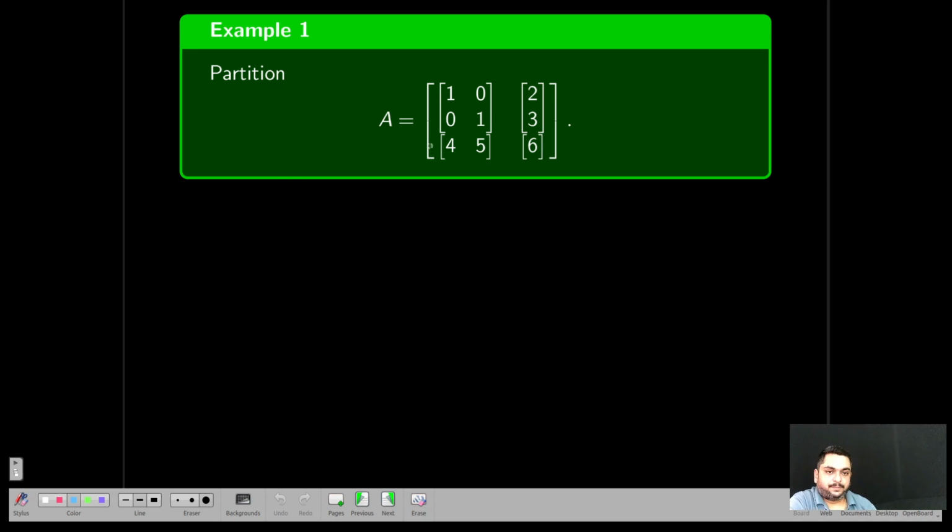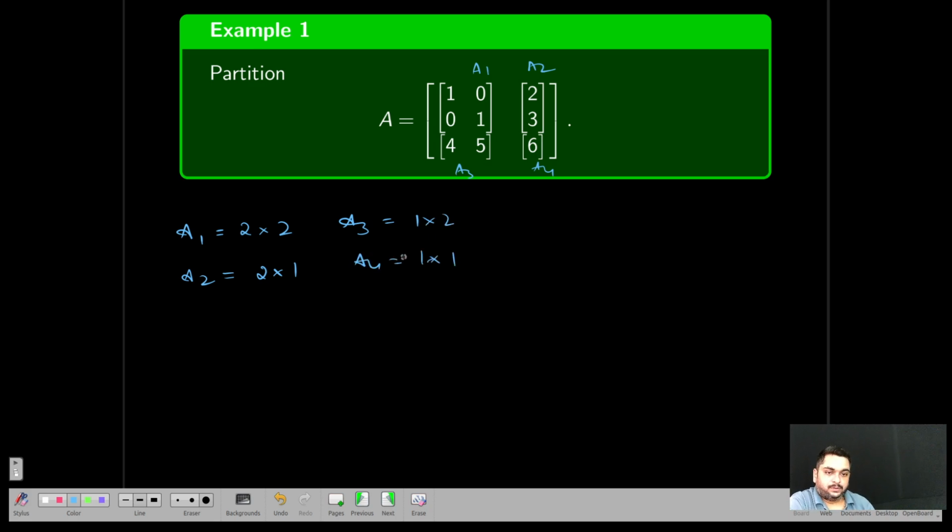Let us take an example. So this is a partition matrix. To apply those properties, what is the size of this partition A? So let us say this is A1 block. A1 block is 2 cross 2. Next, this is A2 block. This is A1, A2, say A3, A4. A2 is 2 cross 1. A3 is 1 cross 2. A4 is 1 cross 1.